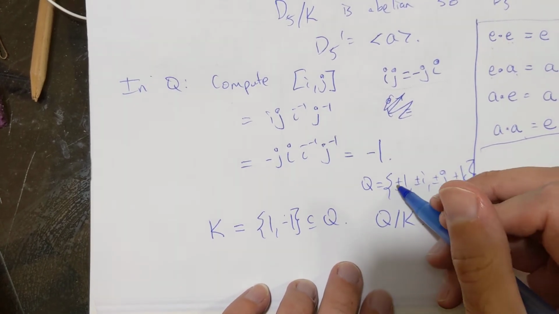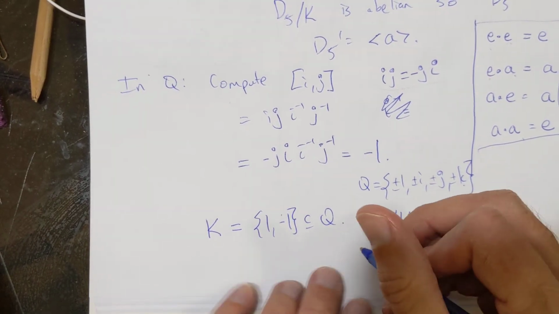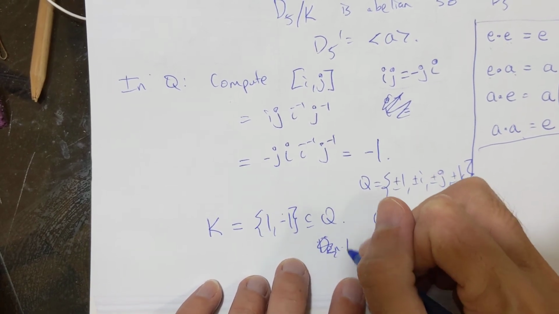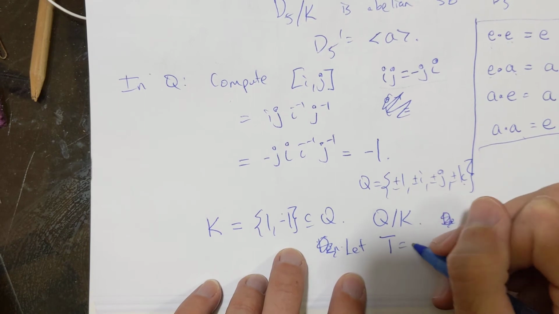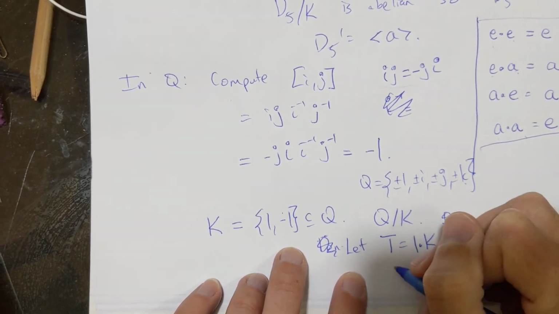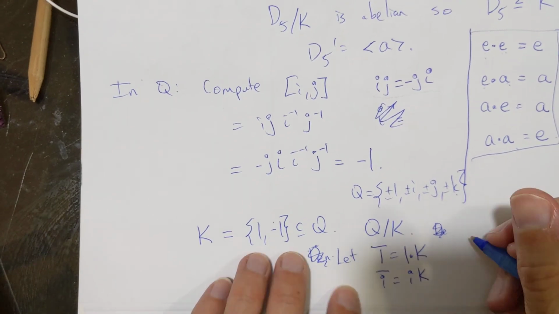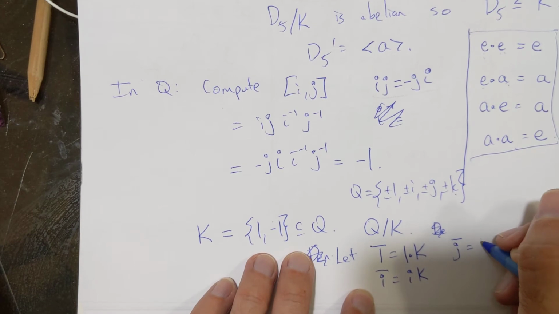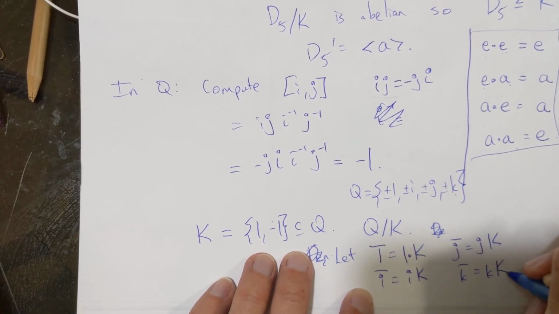So the elements of Q mod K, we're going to denote by bars. Let 1 bar be 1 times K, i bar be the coset of i, j bar be the coset of j, k bar be the coset of little k.